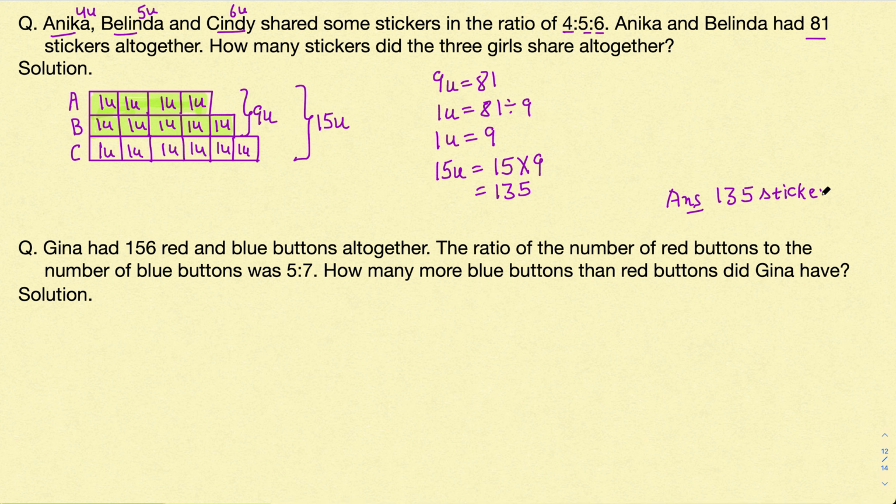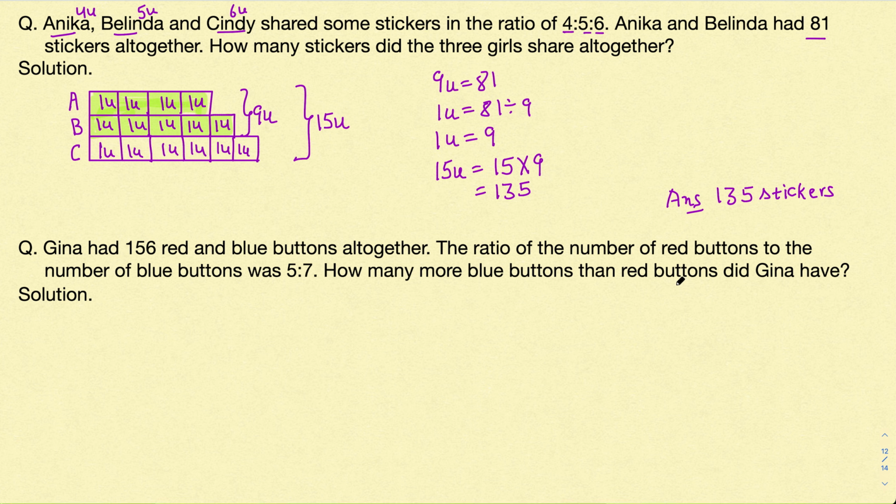Okay, so that's the answer for our question 1. And let's go to question number 2. Okay, so let's read it first. Gina had 156 red and blue buttons altogether. The ratio of number of red buttons to the number of blue buttons was 5:7. How many more blue buttons than red buttons did Gina have?